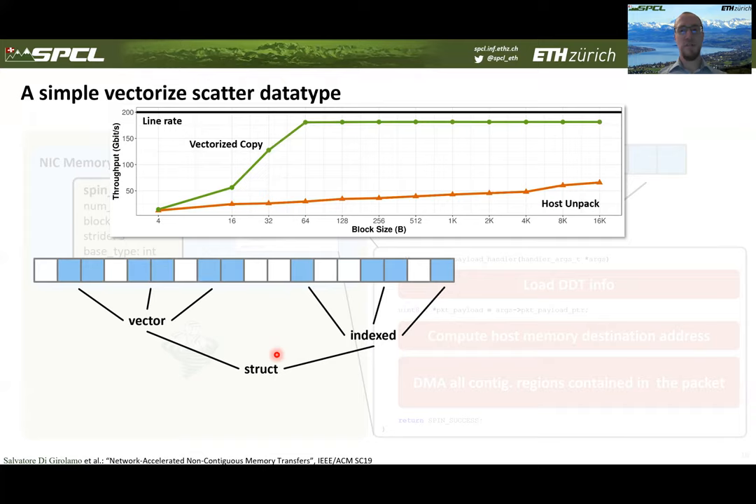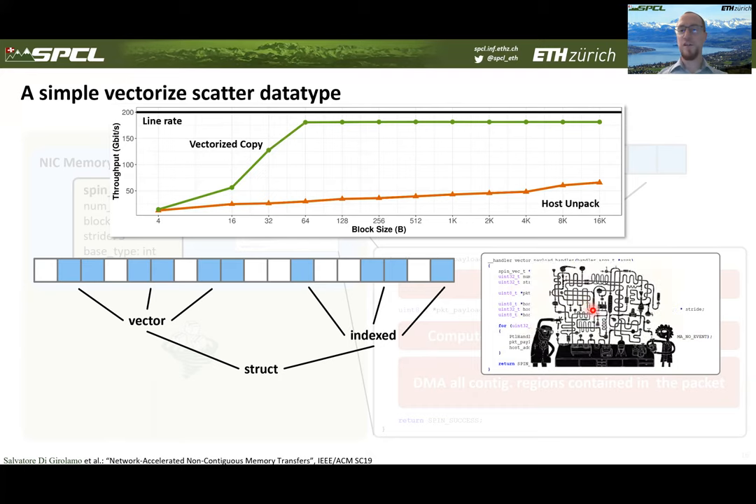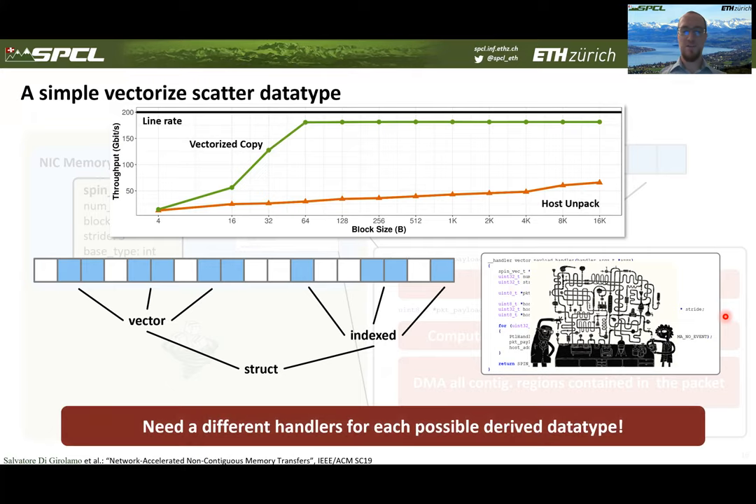So of course, now it gets more complicated. What if we have types that are not just simple vectors, but vectors and indexed and structs combined in trees, as I mentioned before? Then we would need to rewrite this in a relatively complex manner, generating all the C code either manually or automatically, which we don't necessarily want to do. So we basically take a completely different approach, to show that this is even more powerful than what I've just presented.